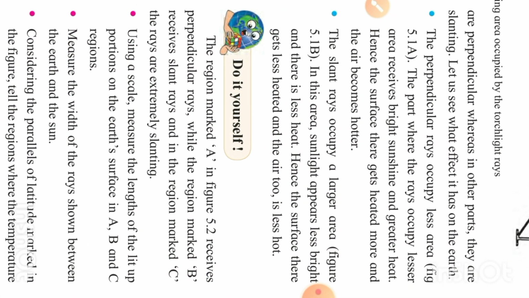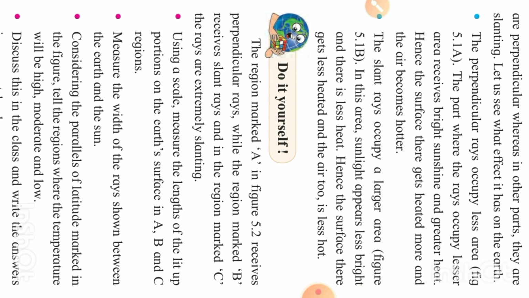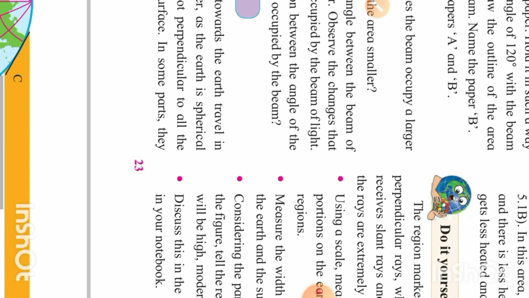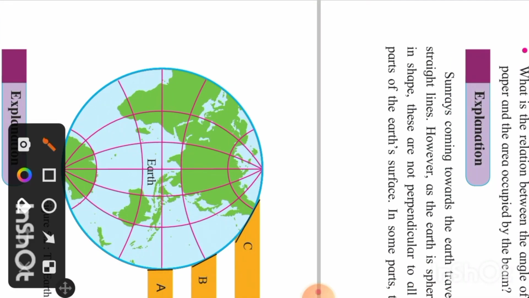okay. Let's read further. The slant rays occupy a larger area. In this area, sunlight appears less bright and there is less heat. Hence, the surface there gets less heated and the air too is less hot. So what they are trying to say, where we receive direct sunlight, it's hot in this area, okay, it's hot and bright both. But this area where we receive slanting sun rays, you will see sun, okay, you will feel the sunlight, but the sunlight will not be very hot.